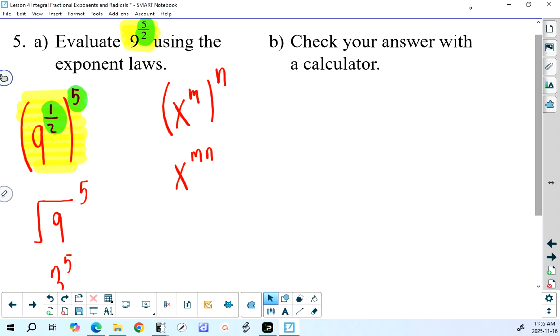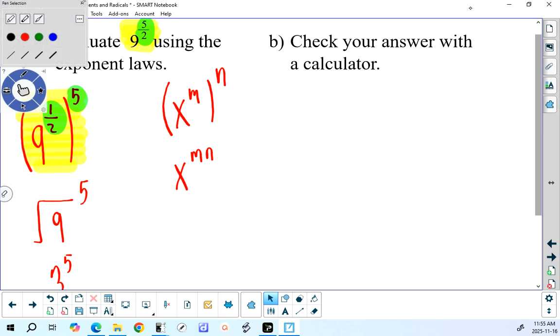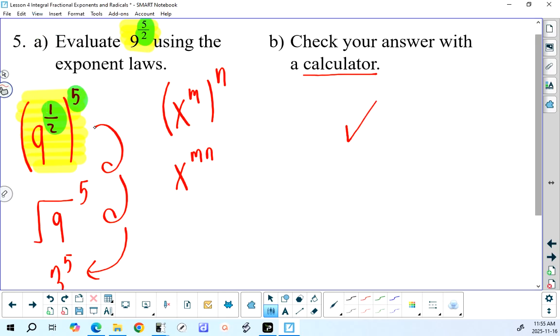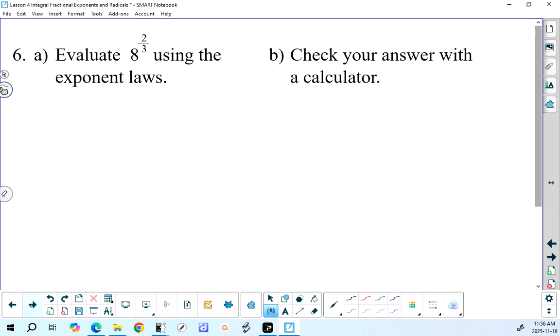So if we use the exponent laws to get here, or if we use a calculator, they are the same. It checks out. So number 6, evaluate 8 to the 2/3 using the exponent laws.